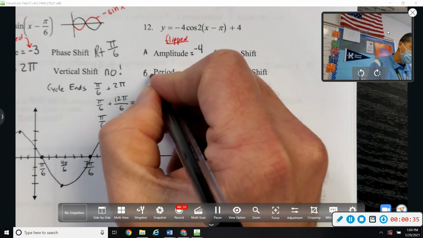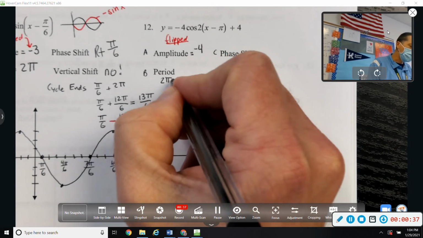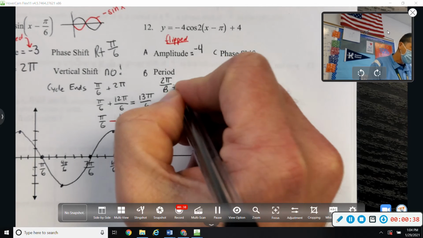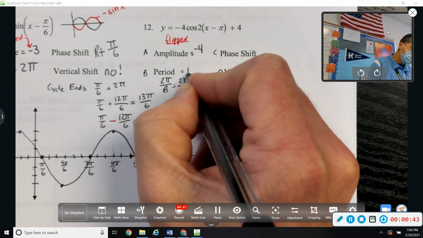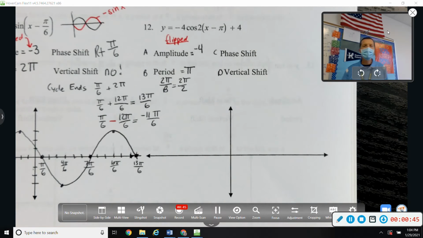B is the period, which is 2 pi over B. Careful, I should say that differently. B is not the period. The period is 2 pi over B. B is 2, so the period is pi. I'll get that right. The period is 2 pi over B. We'll need that today. In fact, that's about the only thing we need today.